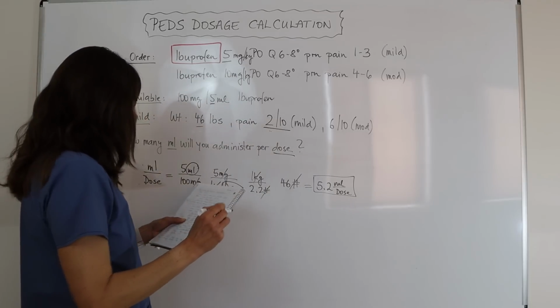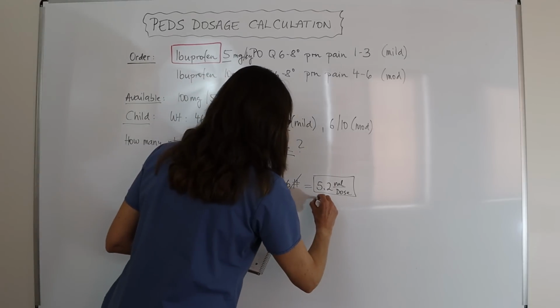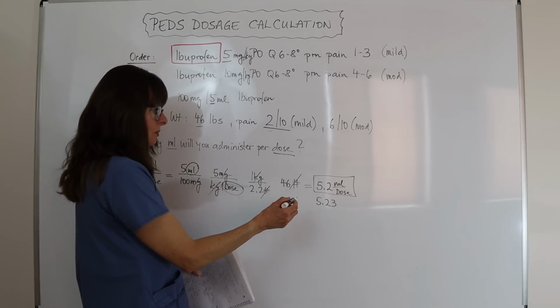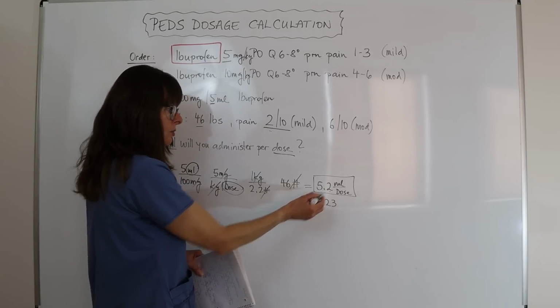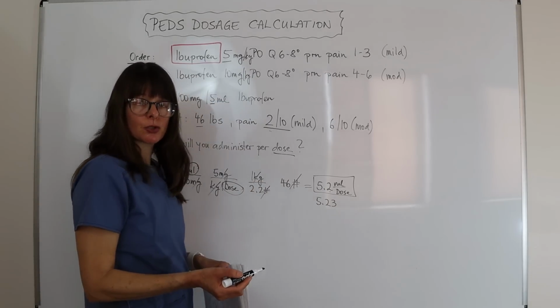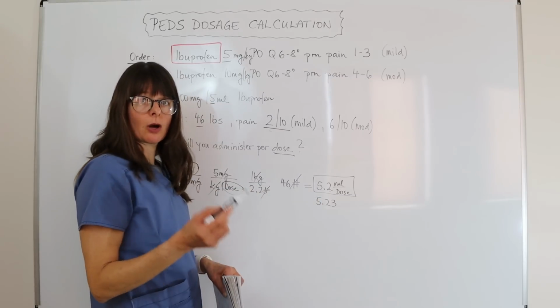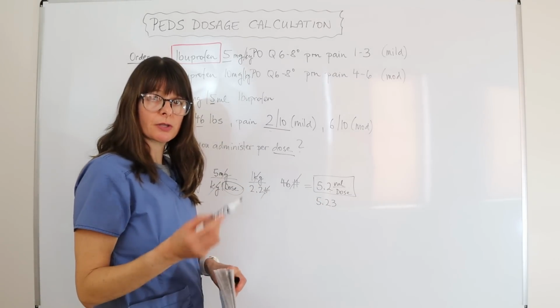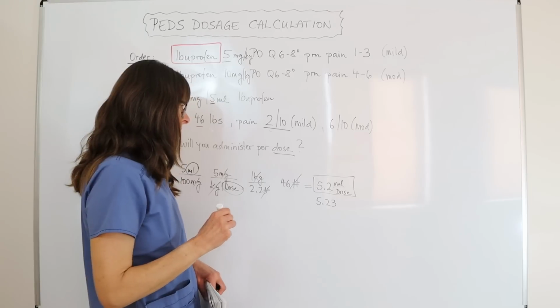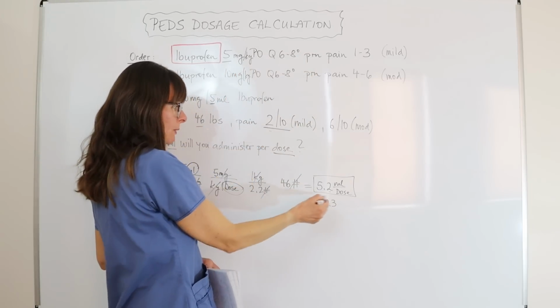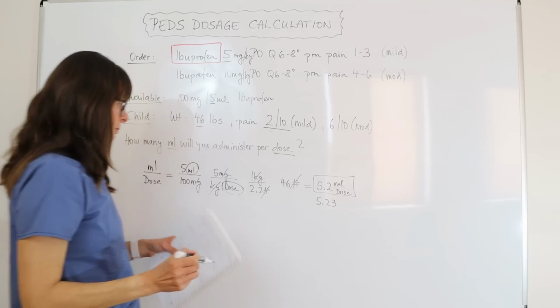All right, actually, it came out as 5.23. It is common practice to round liquid medications to the first decimal, but make sure you are aware of what your school requires in order for you to pass the exam. So for our 5 milligrams per kilogram dose for the mild pain, we would give 5.2 milliliters per dose.